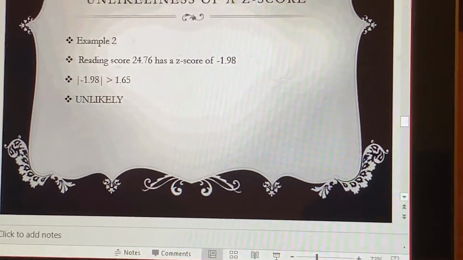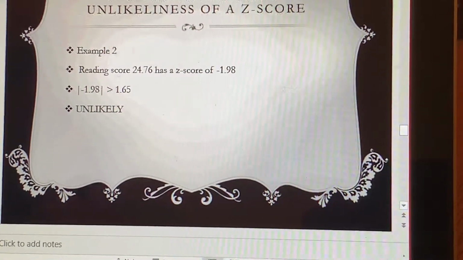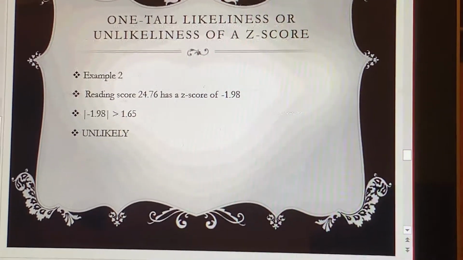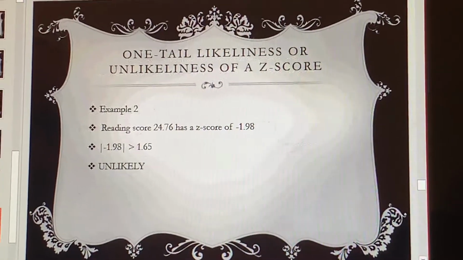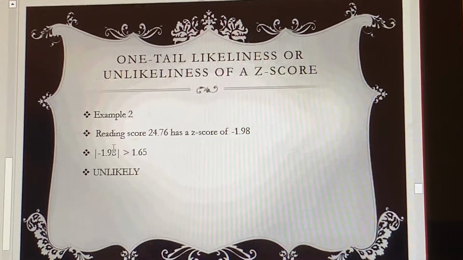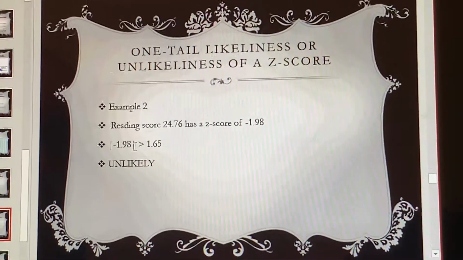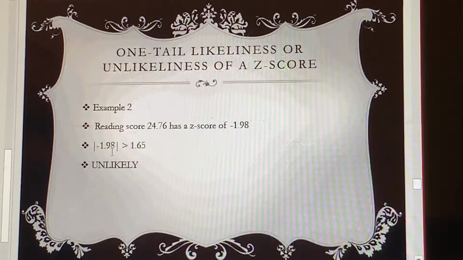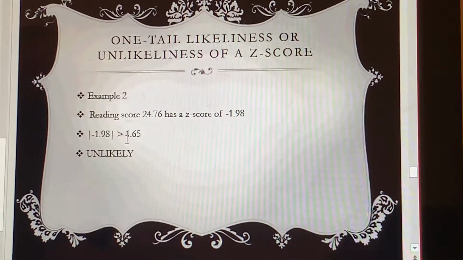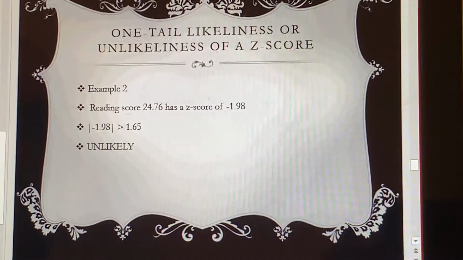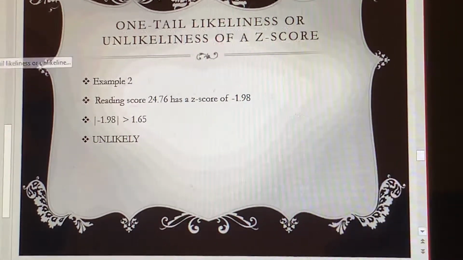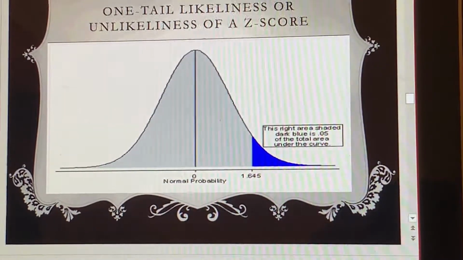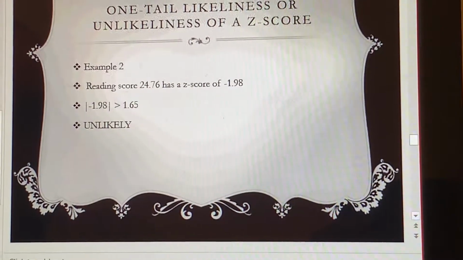Example 2, the reading score of 24.76 has a z-score of negative 1.98. Now, this negative score is a reason why the absolute value brackets are necessary, because the value of this statistic is 1.98, which is greater than 1.65, which will make it into the area of rejection. And unlikely.